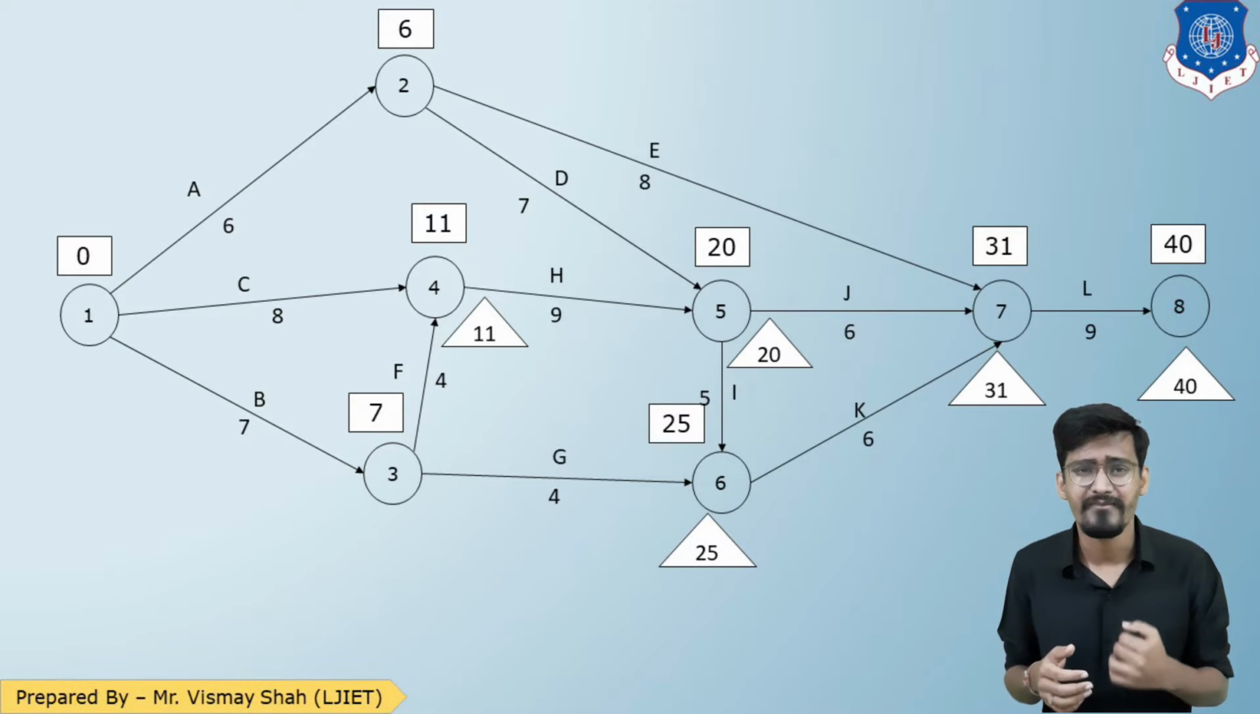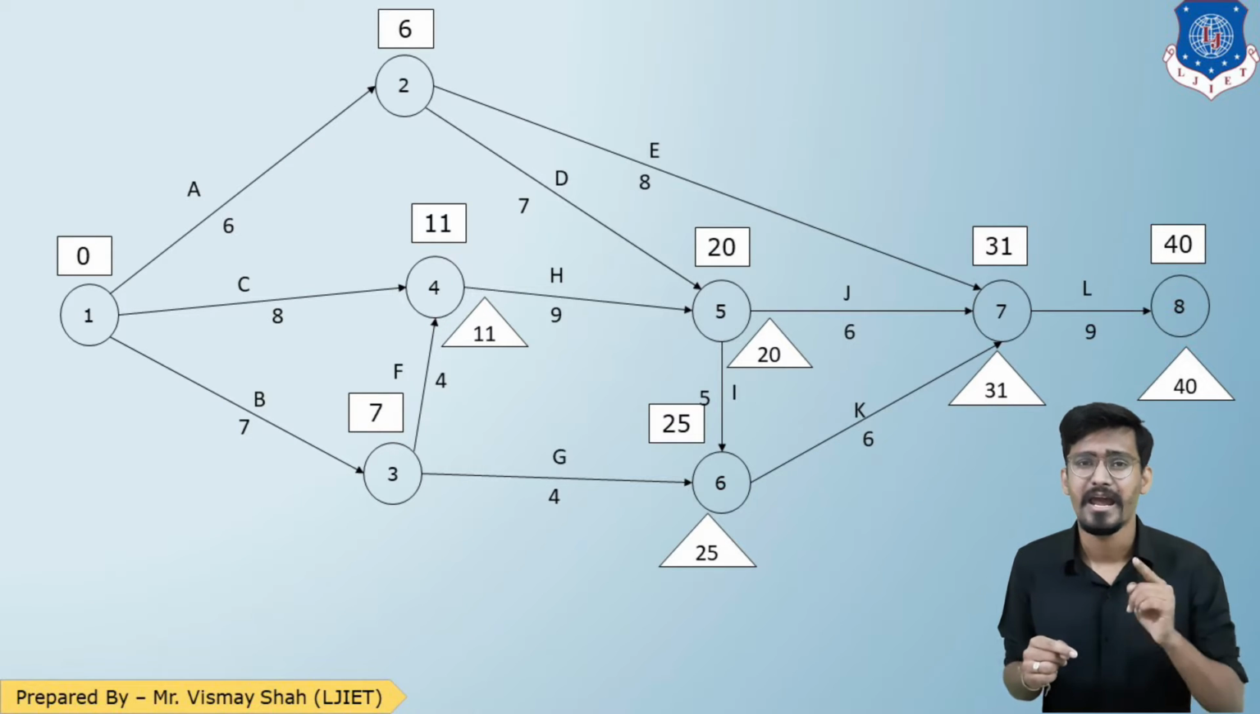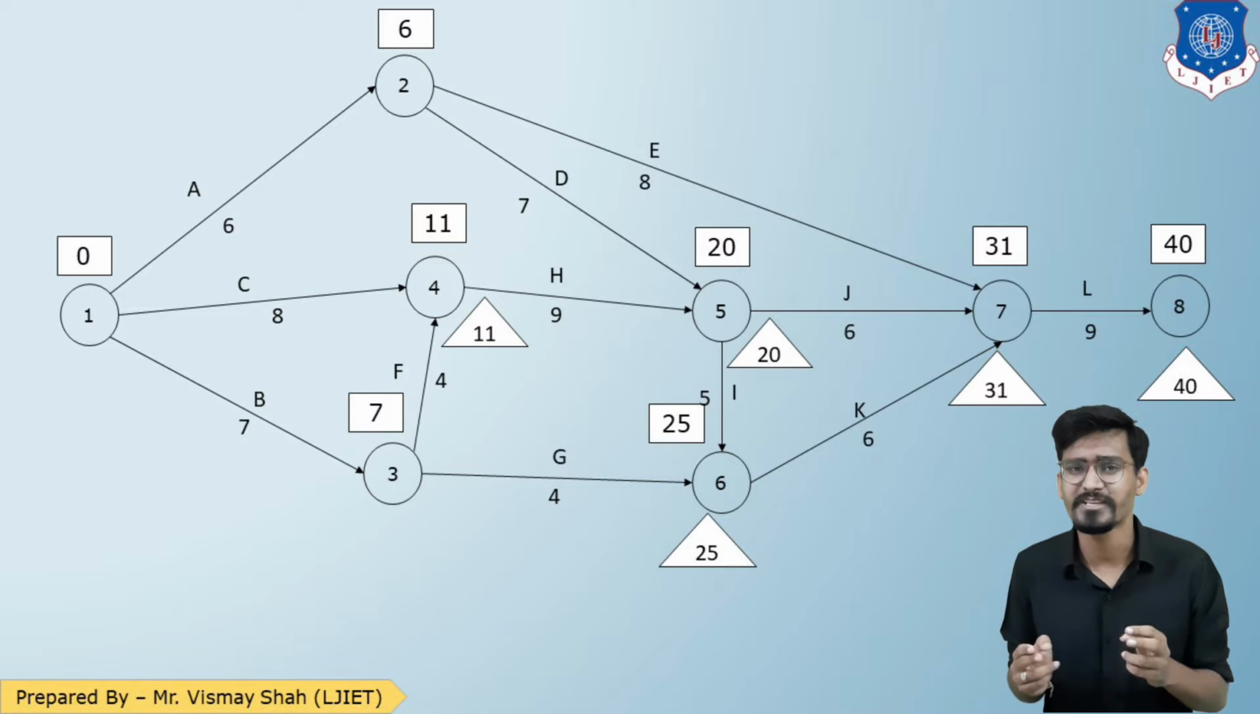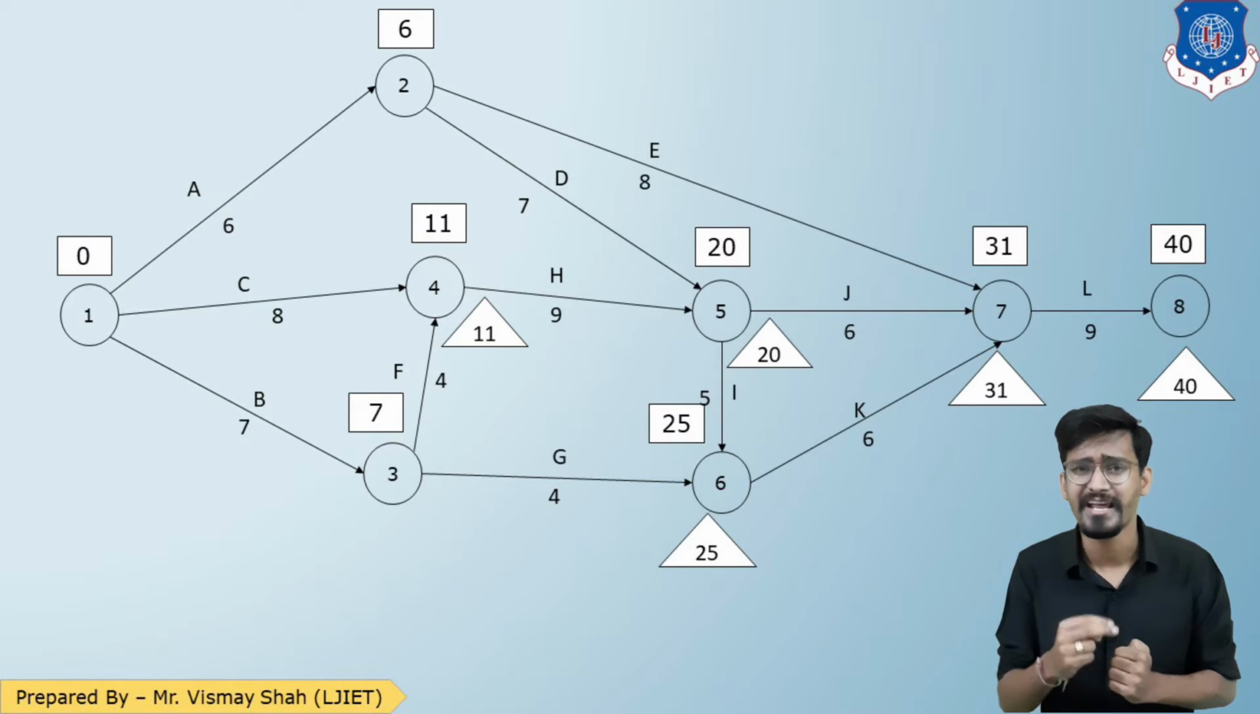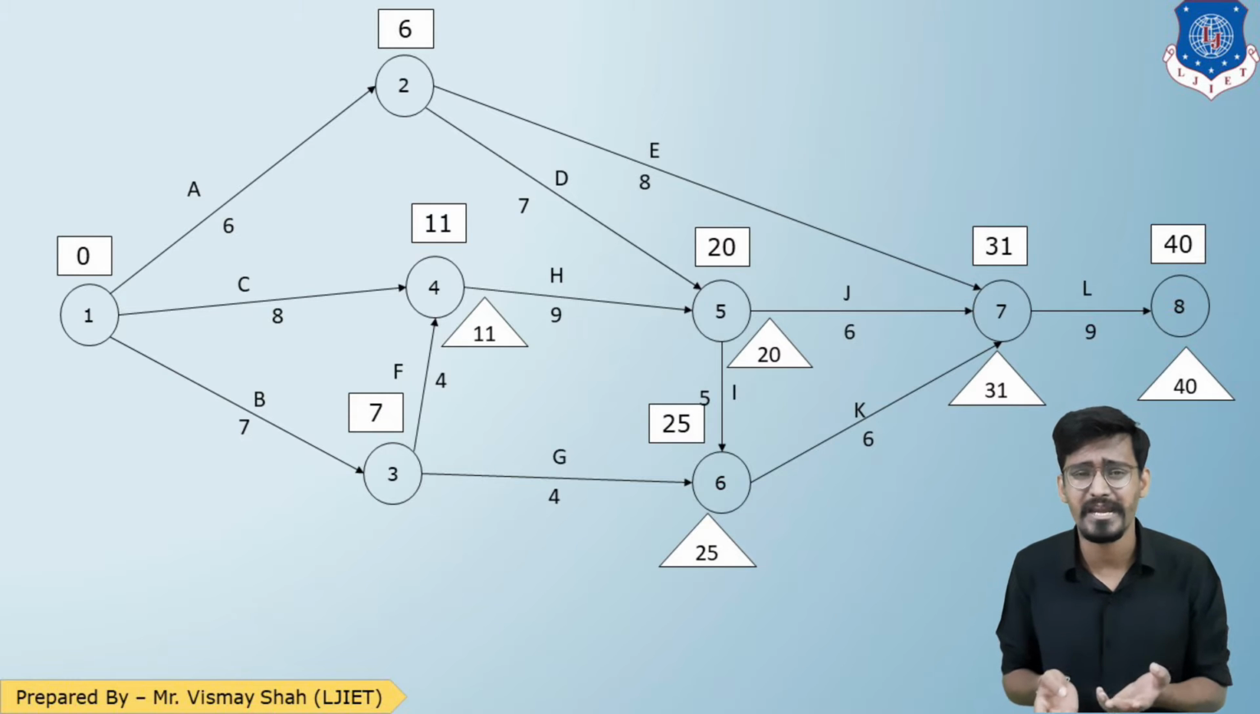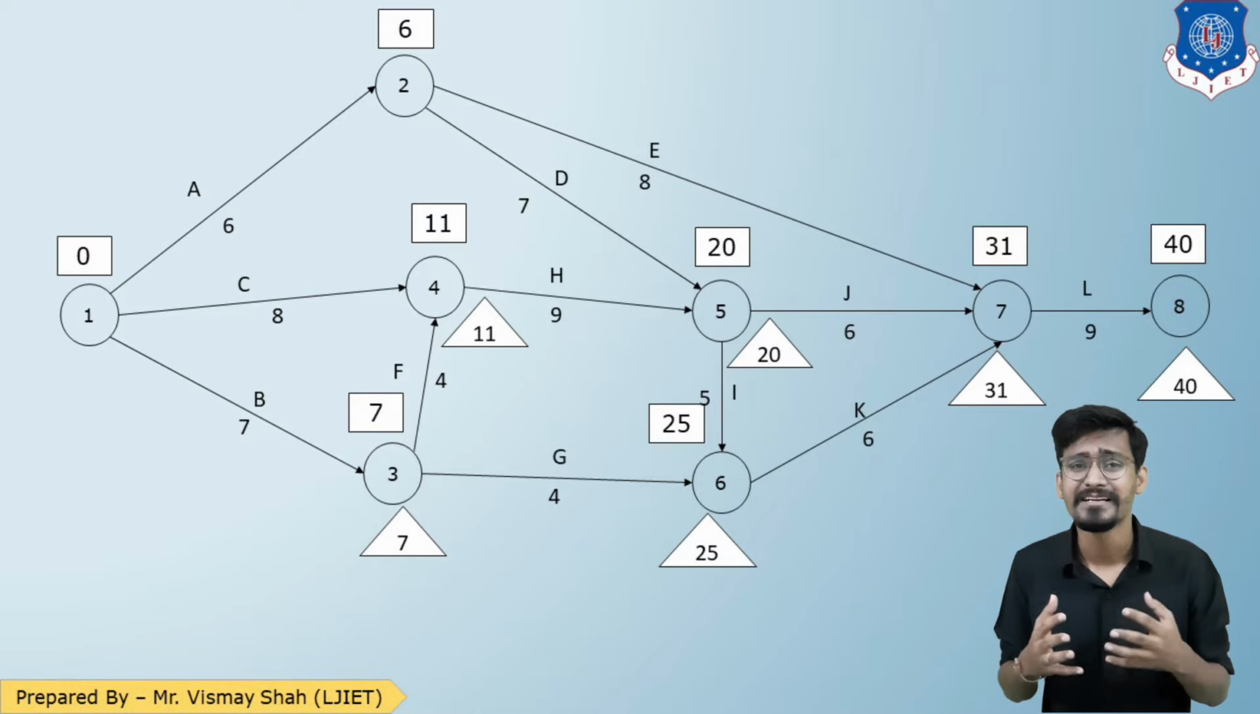Now event number 3. So for event number 3, there are two arrows coming out, 3 to 6 and 3 to 4. So there are two ways possible, 6 to 3, 4 to 3. So if I go from 6 to 3, I'll get 25 minus 4, 21. But if I go from 4 to 3, 11 minus 7, 4. So 21 and 4, which is the minimum? 4. So event number 3 will be 4.